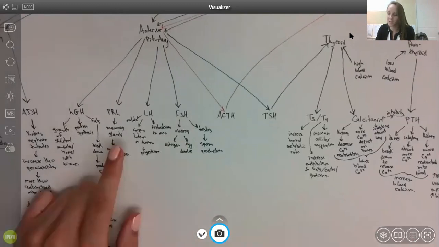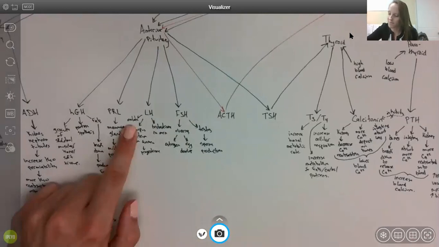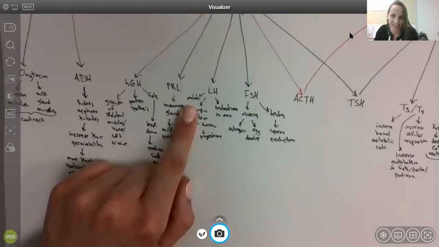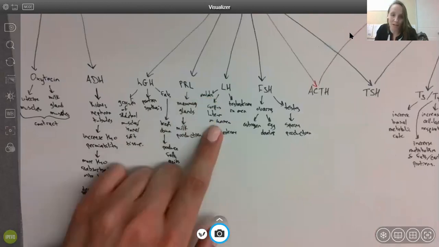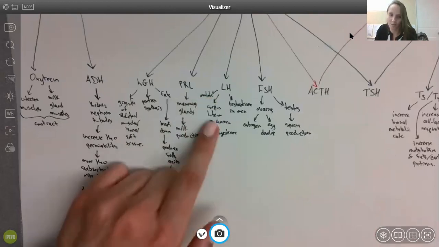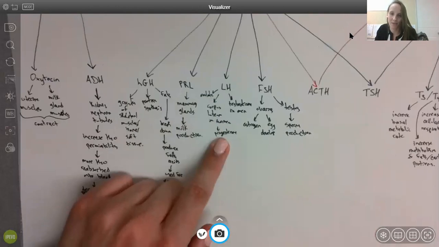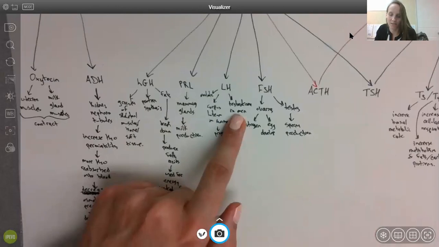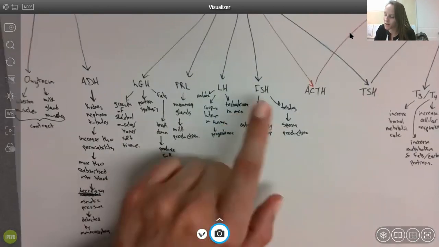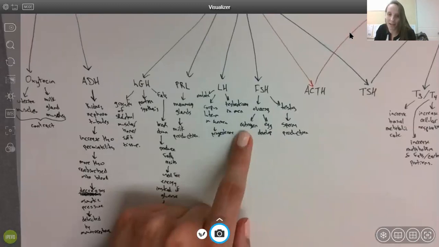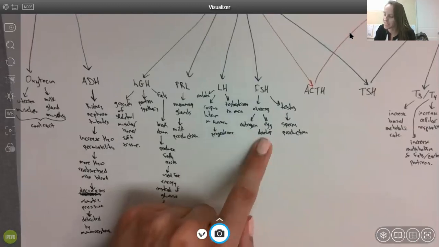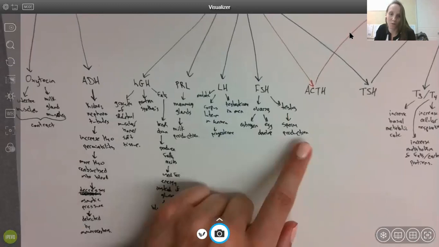And then we have our gonadotropins, LH and FSH. LH in females is going to cause ovulation. I realize that's still really hard to read. Ovulation, the corpus luteum to form, which then causes progesterone to be made. And then in men, it's going to cause testosterone production. FSH will go to the ovaries to cause the production of estrogen and also eggs to develop. It'll go to the testes in men to cause sperm production.